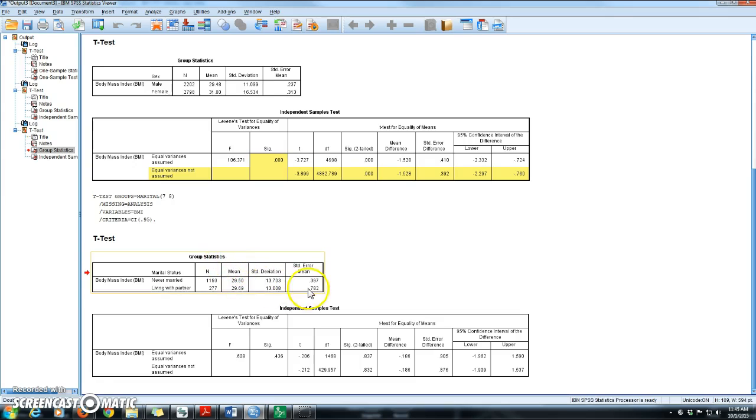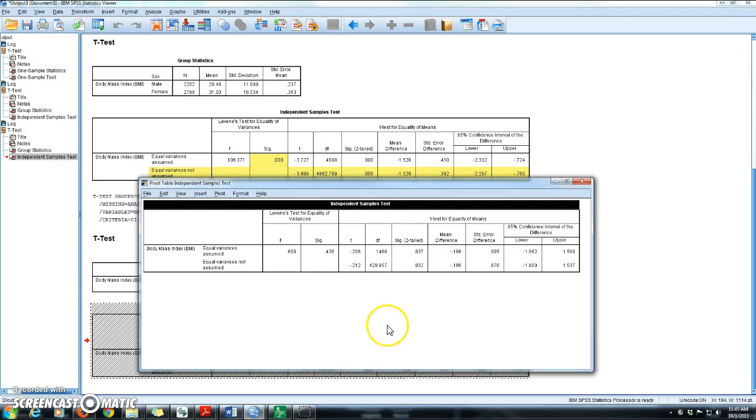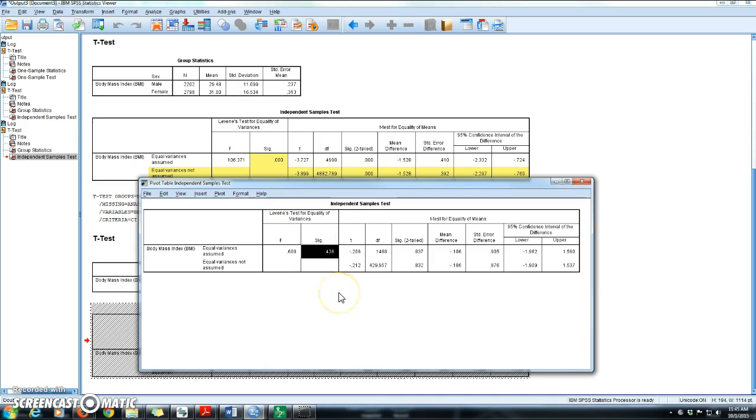So this top table just gives me descriptive data for the never married group and the living with a partner group. What I'm most interested in right now is the results of the independent samples t-test. We'll look at the equality of variance first, and now think about this. Last time it was 0.000. This time it's 0.436. My null hypothesis says there is no difference in the variance of the 2 groups. Because this significance level is greater than 0.05, I'm going to fail to reject that hypothesis, which means that I think the null hypothesis is true. There is no difference in variance between the 2 groups.